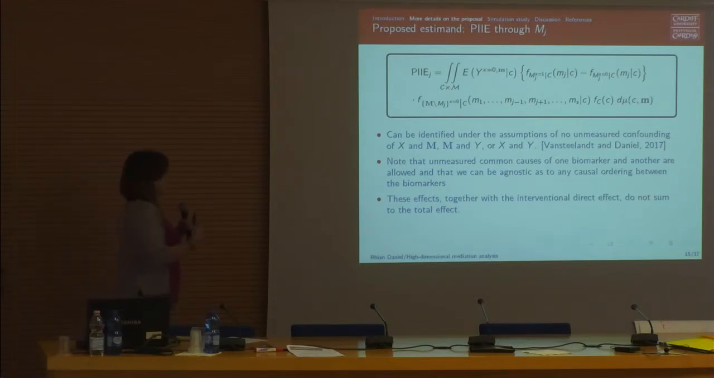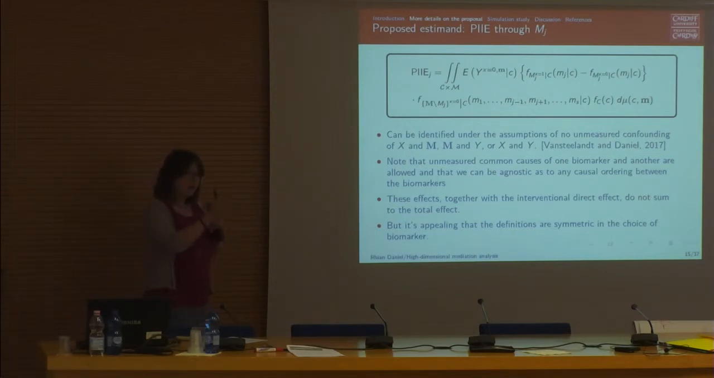The effects, together with the interventional direct effect, do not sum to the total effect. That's a drawback. But one appealing nature of the definition is that it is symmetric in the choice of biomarker. So essentially, we have one definition of an indirect effect that is the same for each of the biomarkers. We just change which biomarker sits in this position of being MJ.